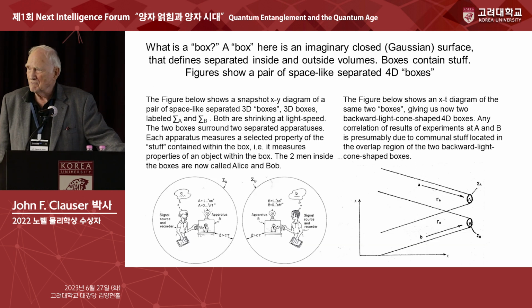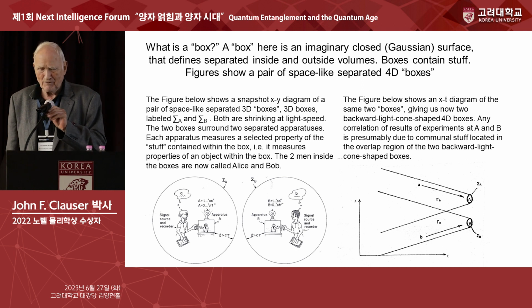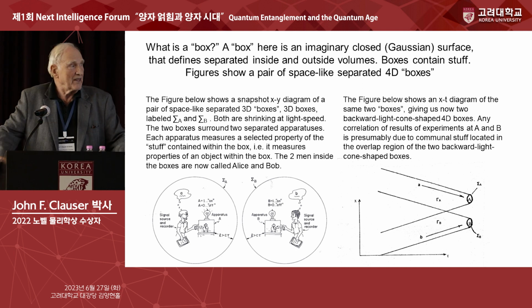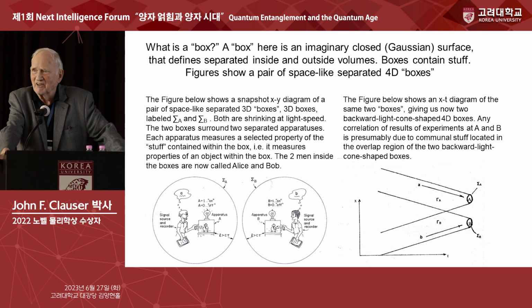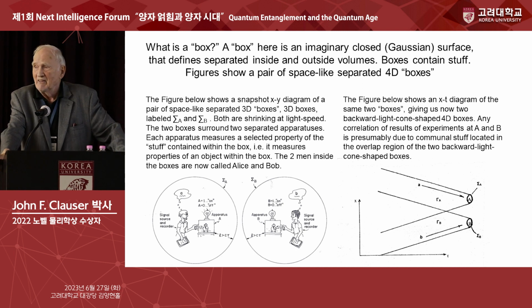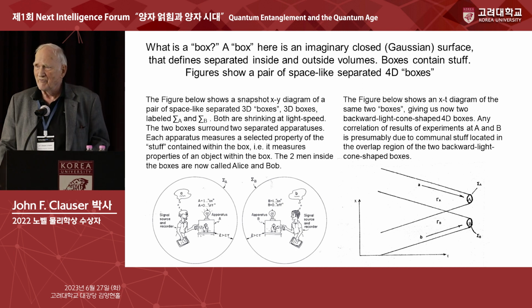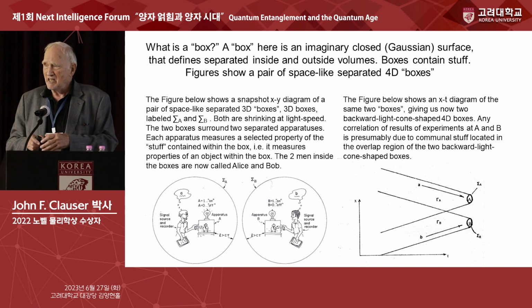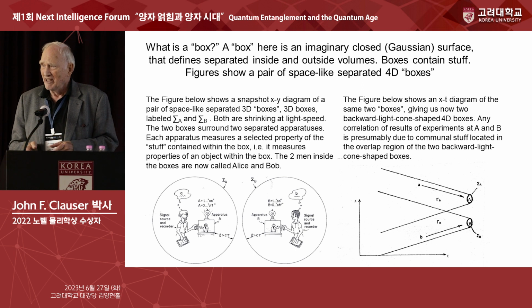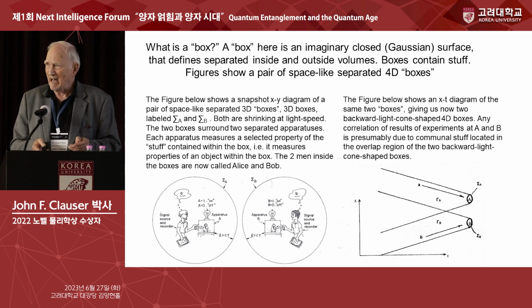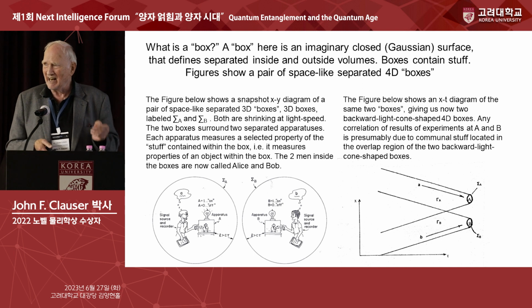Okay, let me go back to what's a box. The box is really very simple. It's a closed surface. Mathematicians refer to this as a Gaussian surface. Gauss, a very clever mathematician, proved, and I don't really know how he did it, that there exist closed surfaces that separate space into two mutually exclusive volumes. They're called the inside and the outside. A box has an inside and an outside.